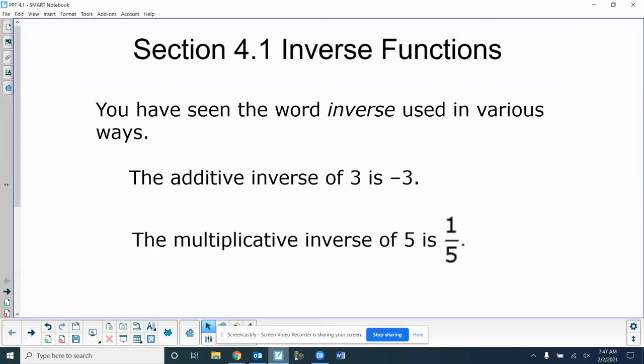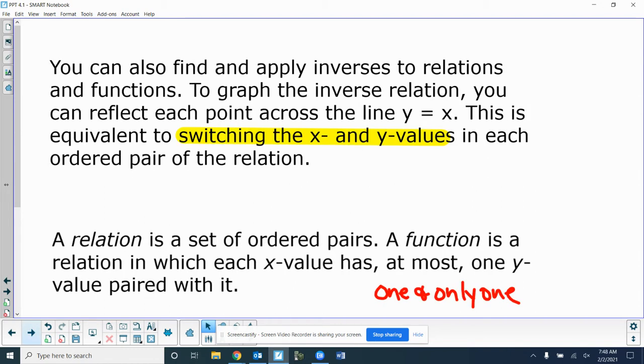All right, so talking about inverse functions today. You know the additive inverse, just the opposite, and the multiplicative inverse, that's 5 over 1, so you flip it, it's the reciprocal. So you guys know what inverses are. You can apply inverses to relations and functions. That's what we're looking at today.